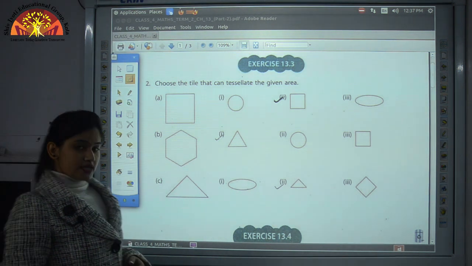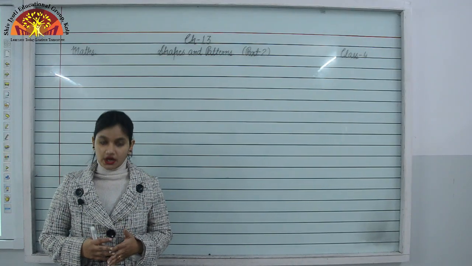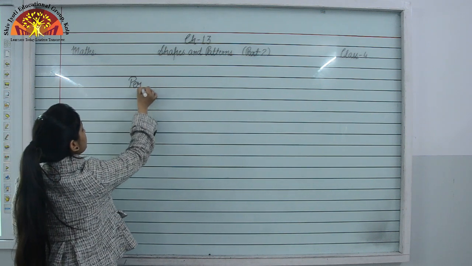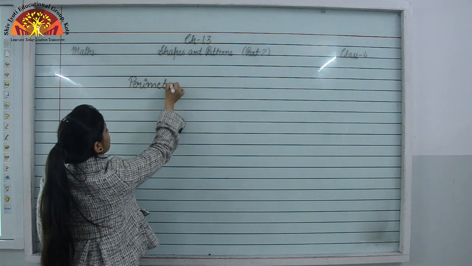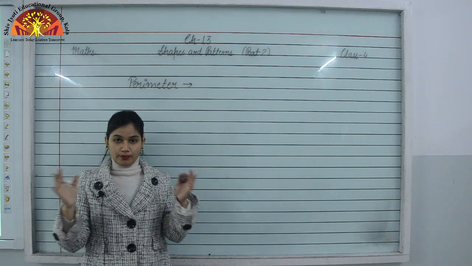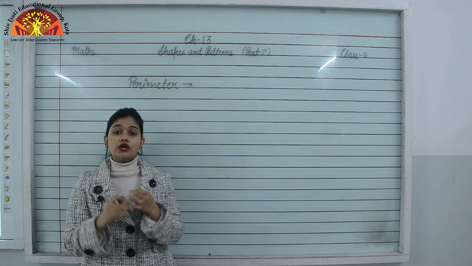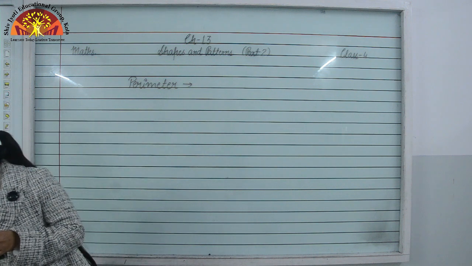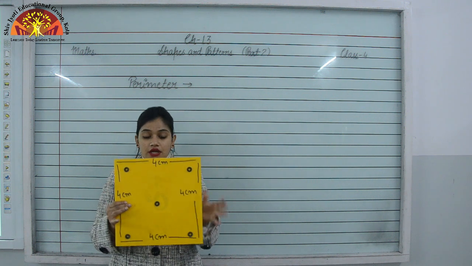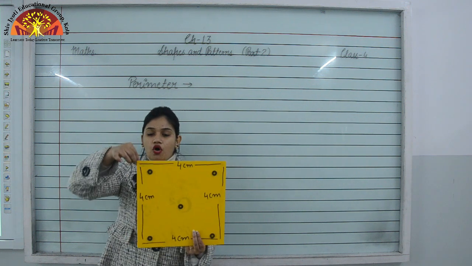Now we are coming to the next exercise, that is exercise 13.4. Before starting exercise 13.4, I will tell you what is the meaning of perimeter. Now we will see what is perimeter. Perimeter is the total length of a boundary. What is perimeter? The perimeter is the total length of a boundary of a closed figure. Okay, so now students, you can see this is a closed figure. Now what is the perimeter here in this figure? Perimeter means the length of the boundary.